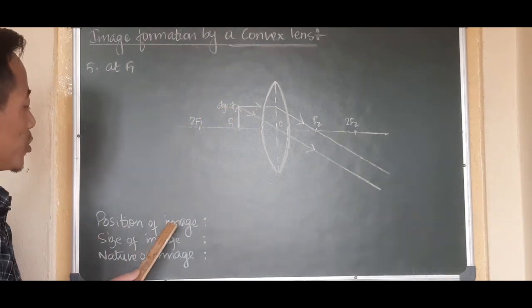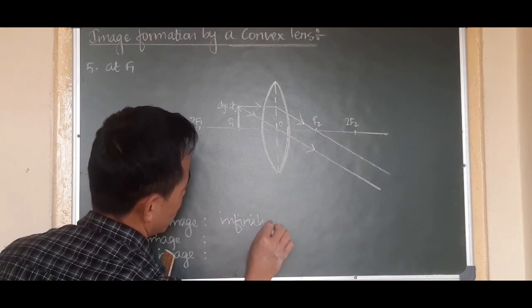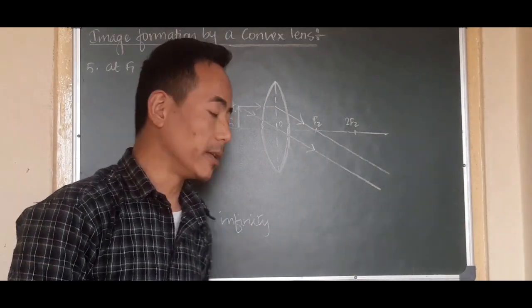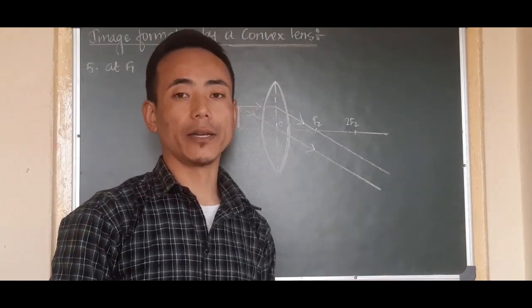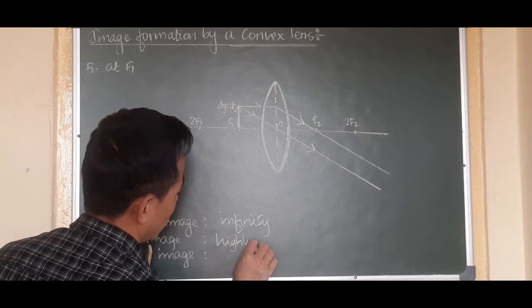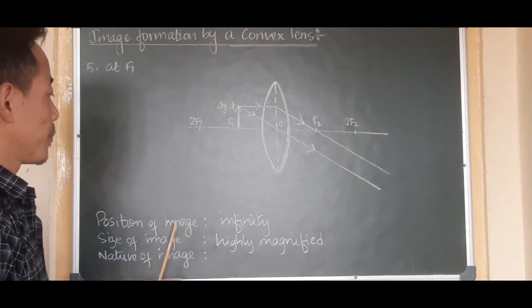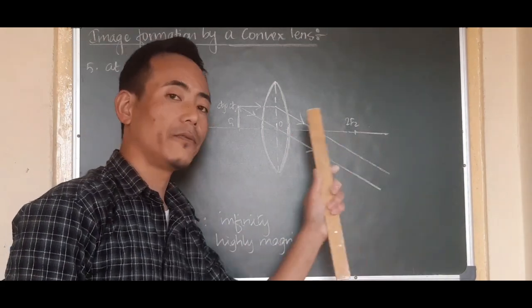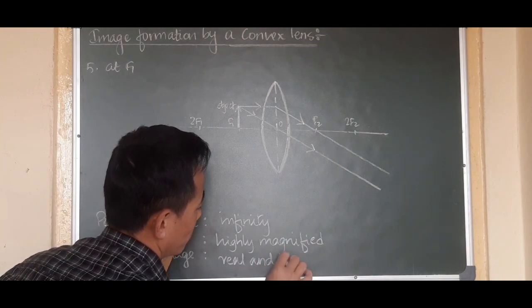here you can say that the position of the image will be formed at infinity, because the parallel rays intersect at infinity. We consider that, so the image will also be formed at infinity itself. And since the image is formed at infinity, the size of the image will be highly magnified. A large inverted image will be formed, so it will be highly magnified. And the last case, nature of the image: since we are considering that these two refracted rays will intersect at infinity, we'll get a real and inverted image.